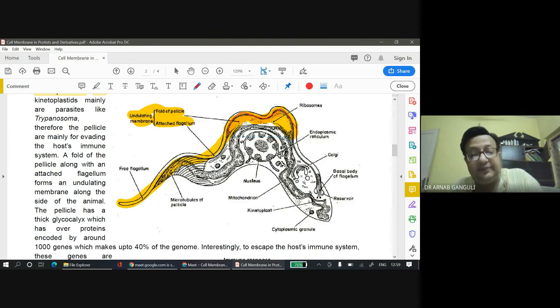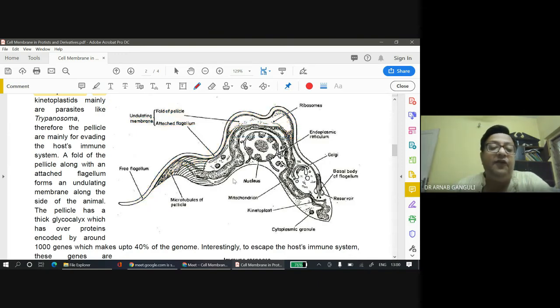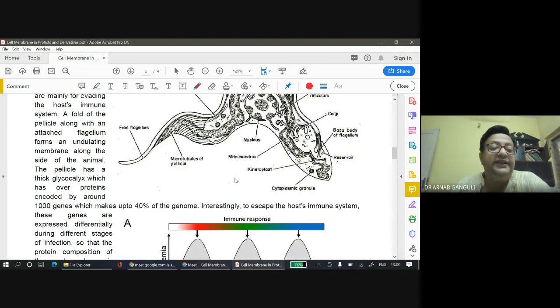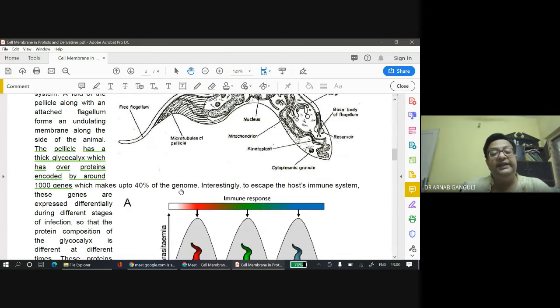Now, apart from this, what is very important is that the pellicle has a thick glycocalyx which has proteins encoded by around 1,000 genes, which make up 40% of the genome.